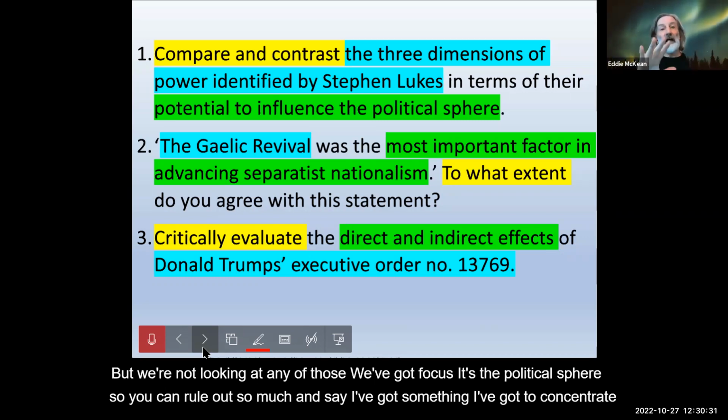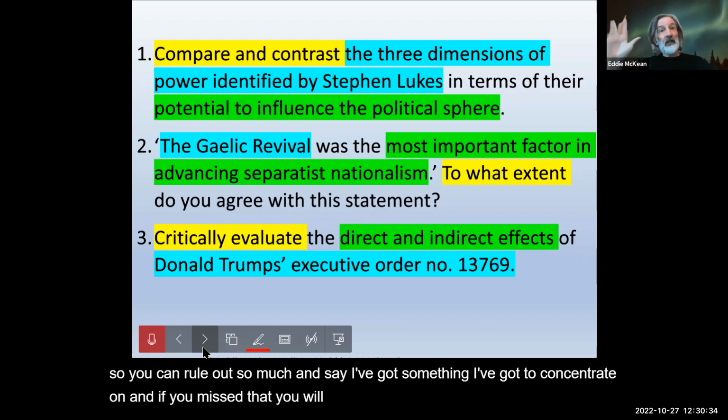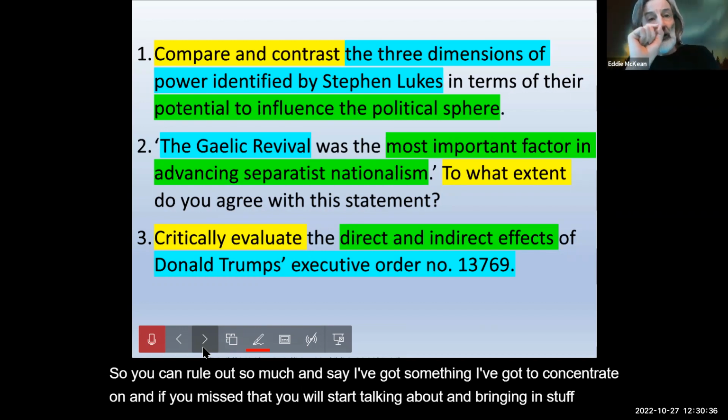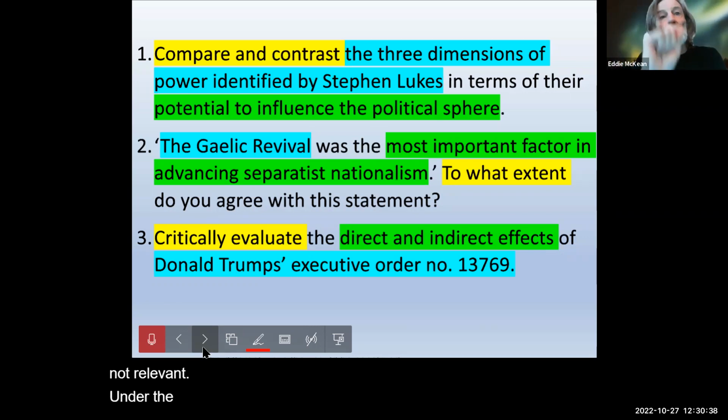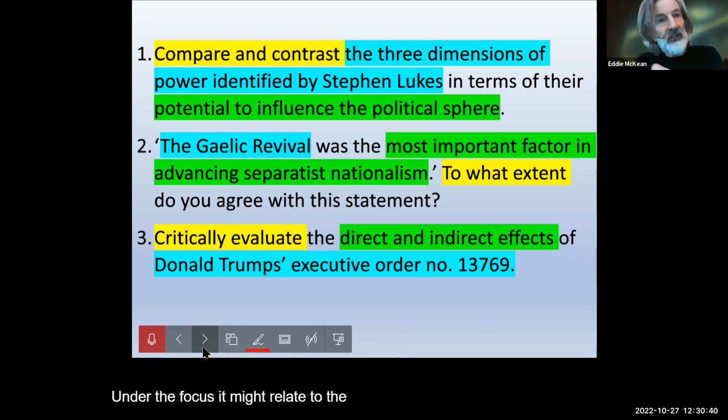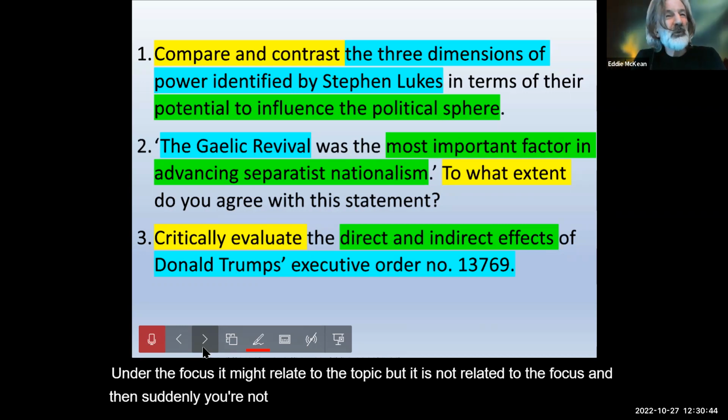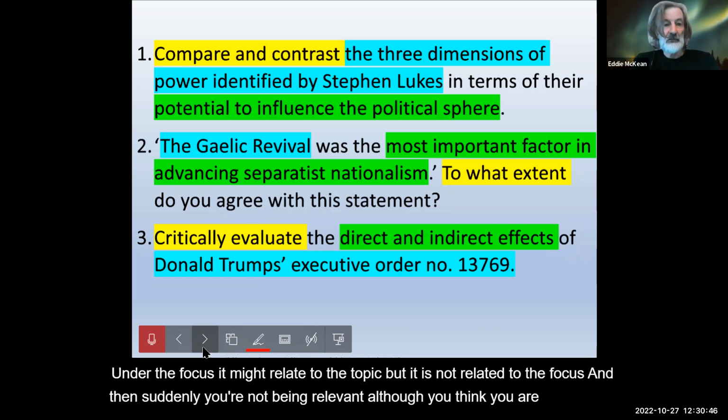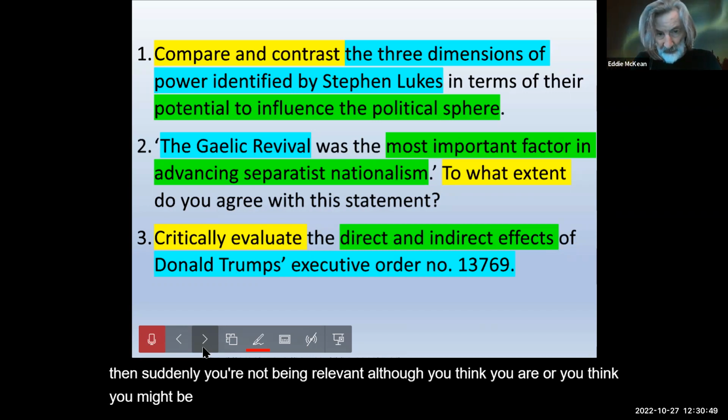And if you miss that, you will start bringing in stuff that's not relevant under the focus. It might relate to the topic, but it does not relate to the focus. And then suddenly you're not being relevant, although you think you are, or you think that you might be. Right, okay, and the second one.